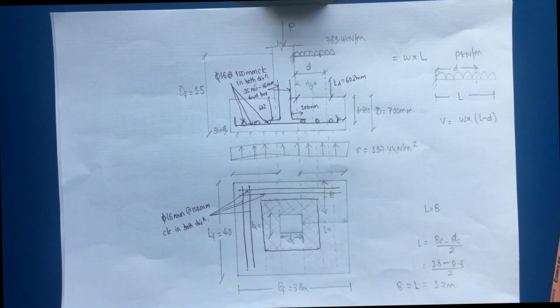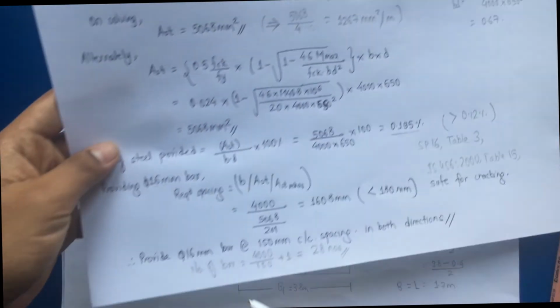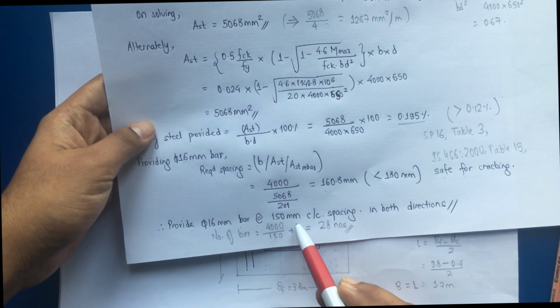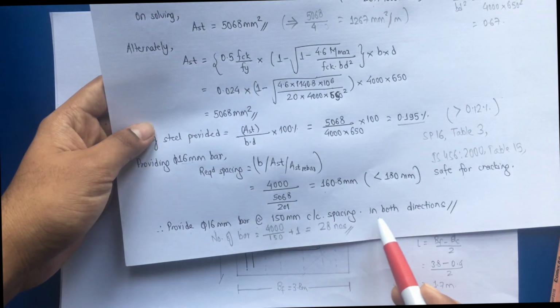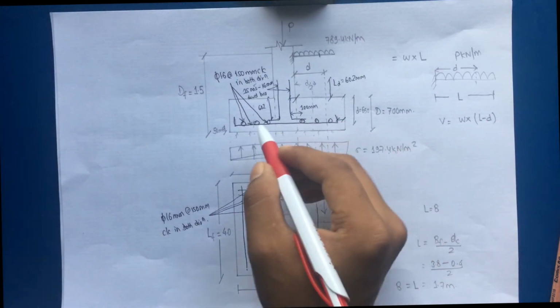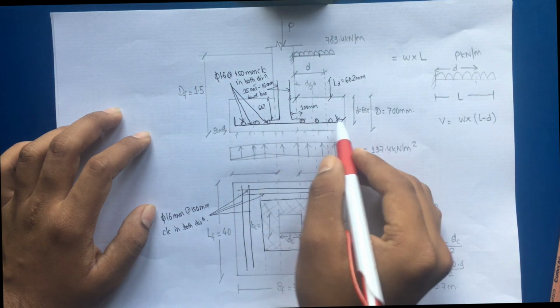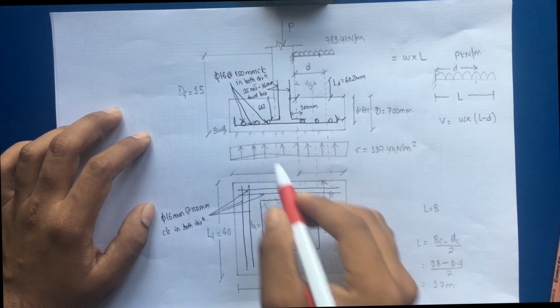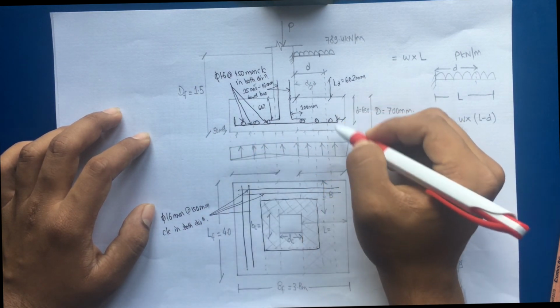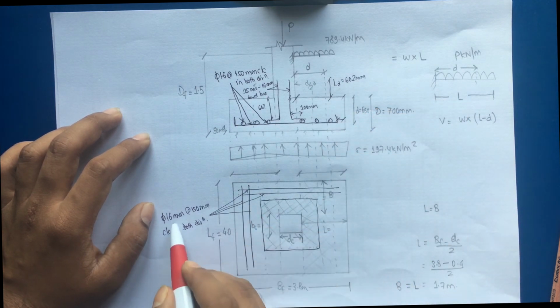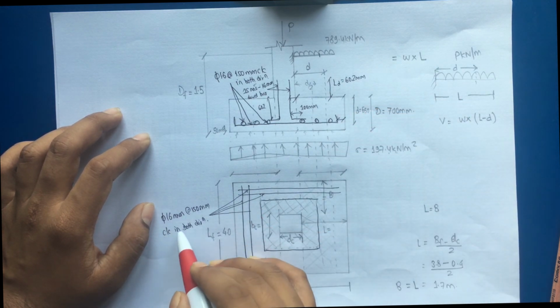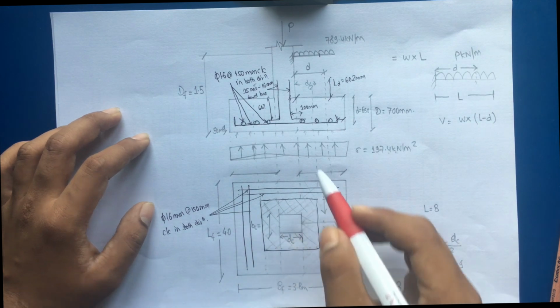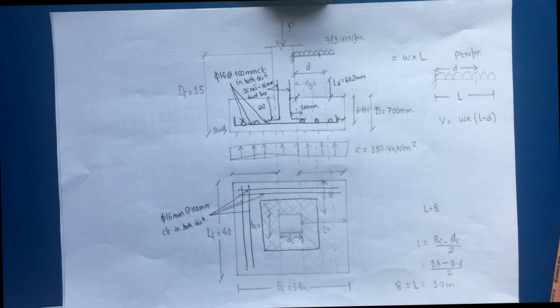So this is the reinforcement drawing of the footing that we have just designed. We have provided 16 mm bar at 150 mm center to center spacing in both directions, so we have this bar in one direction, and this will be in the other direction. So we can see 16 mm bar at 150 mm center to center spacing in both directions. Similarly, we have provided 15 dowel bars of size 16 mm.